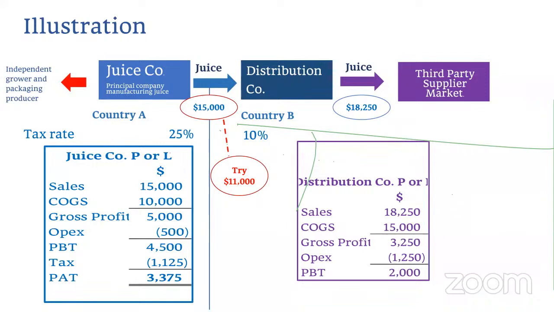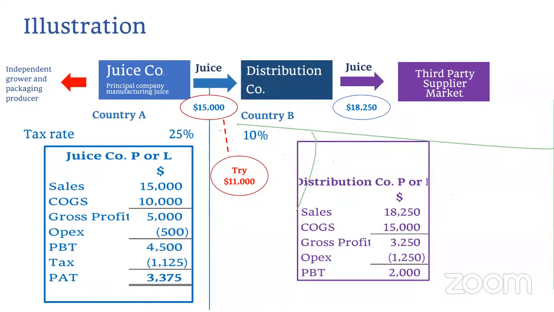Now, let us look at this. If you look at this line that I have here between Juice Co. and Distribution Co., Juice Co. is in country A, while Distribution Co. is in country B. Juice Co. buys the raw materials from the independent grower, and let's assume it's worth $10,000. That $10,000 is the cost of goods.